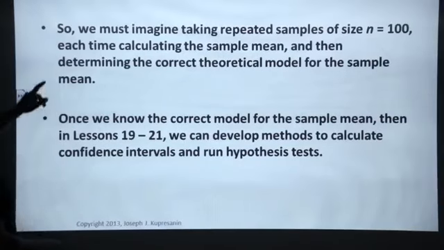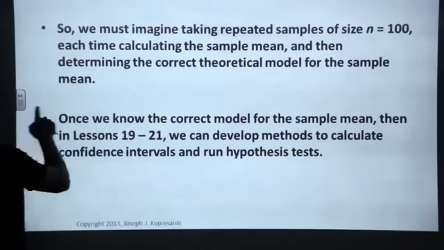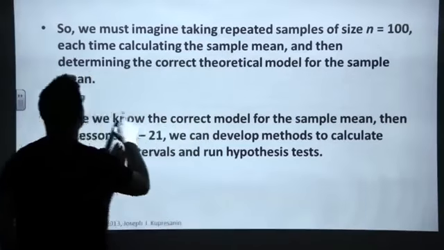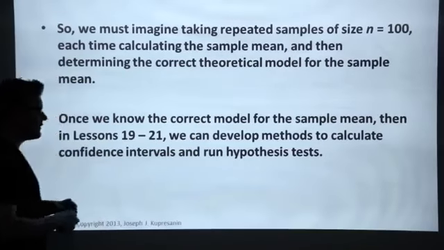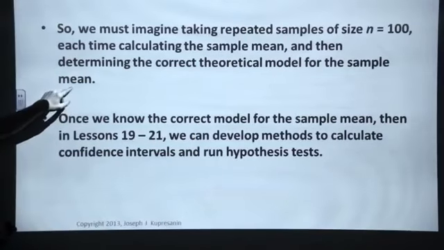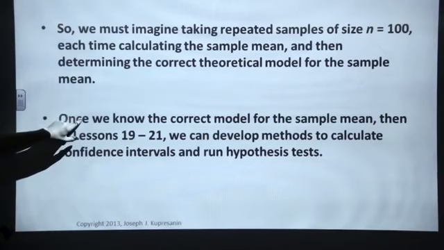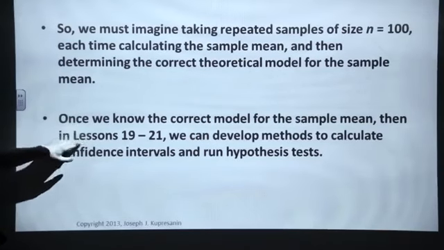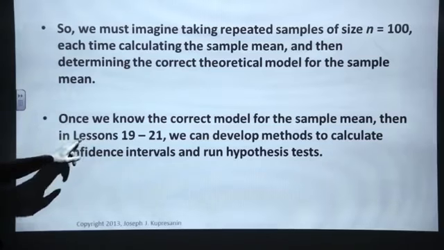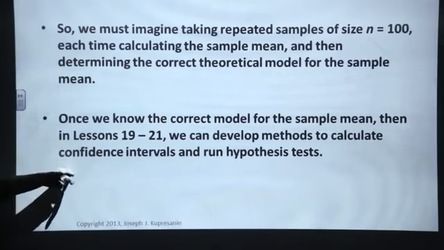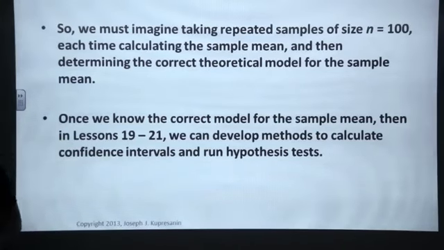Couple bullets at the bottom. We must imagine taking repeated samples, always of size 100 in this example. Each time calculating the mean and then determining the correct theoretical model for Y bar. Once we know the correct model for Y bar, then in the final 3 lessons we're going to develop those methods to do a confidence interval and to run a hypothesis test.